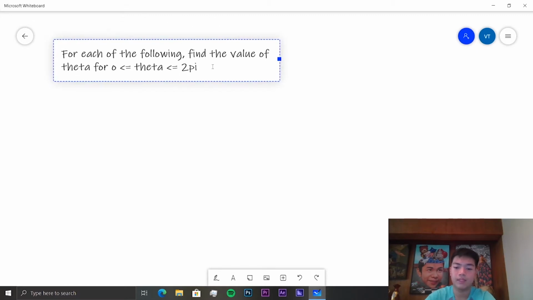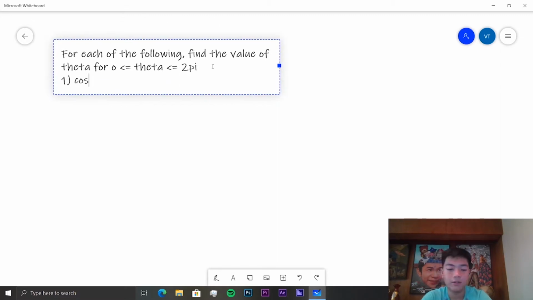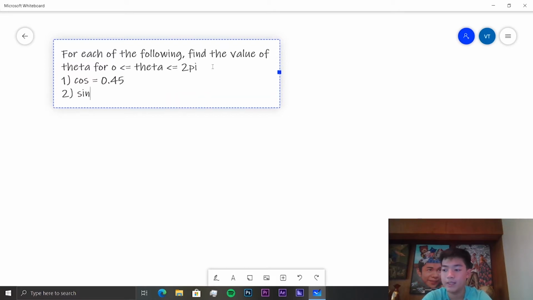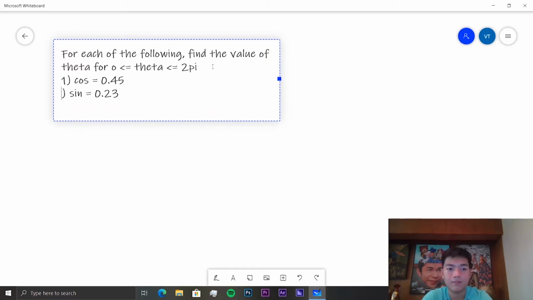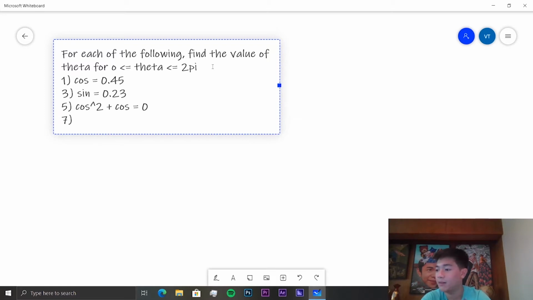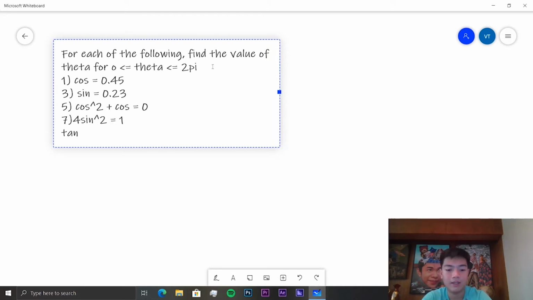So let's do the odd ones. We have cosine theta is equal to 0.45. The second one is sine theta is equal to 0.23. I just don't have the theta symbol, so I won't be writing it out. Next we have cosine squared theta plus cosine theta is equal to 0. Seventh, we have 4 sine squared theta is equal to 1. And finally, we have tan 2 theta is equal to negative 0.45555555 recurring.